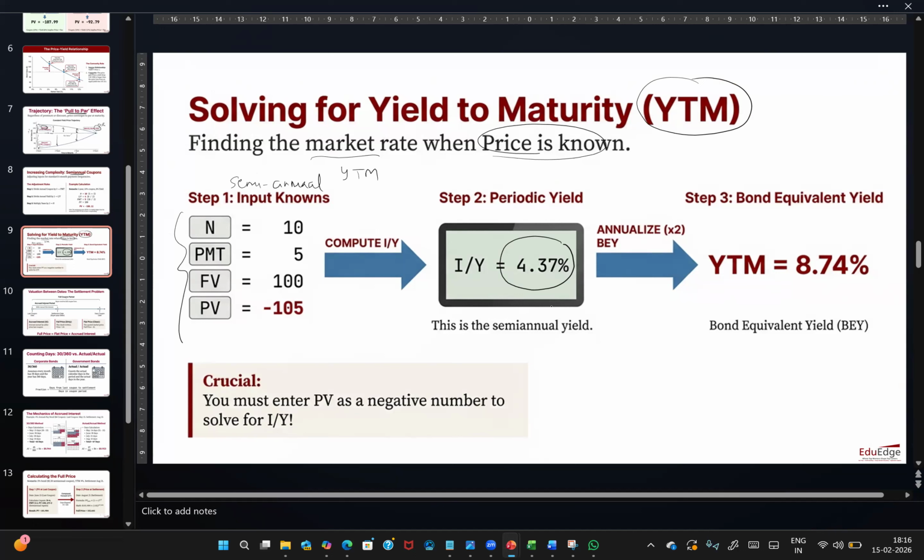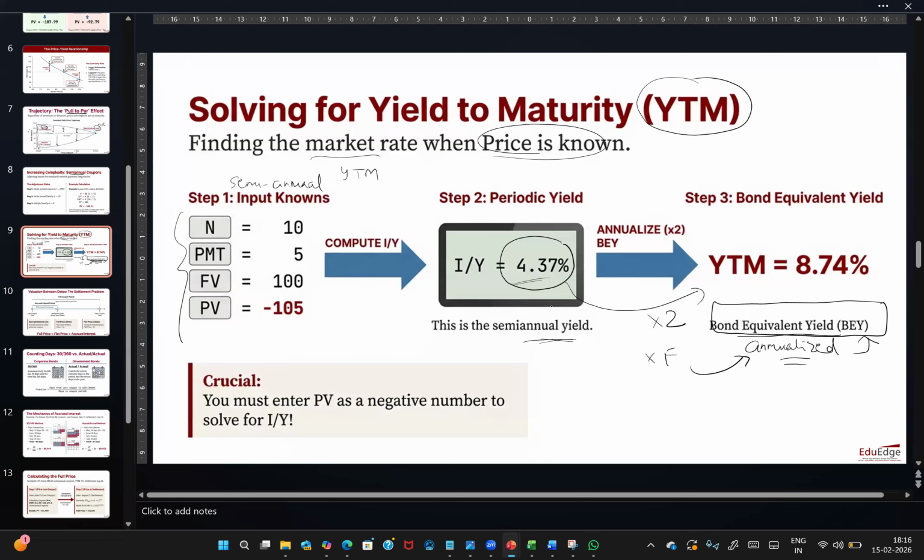Please note, it's a continuation of the previous problem, which means we were assuming semi-annual compounding. So whatever yield you get is a semi-annual yield, and you need to multiply that by 2 to get the annualized yield. Annualized yield is also called, in the bond world, bond equivalent yield, BEY. So whatever yield you get from your calculator or from your Excel, you would need to multiply that by frequency to get the annualized yield, which is called bond equivalent yield. So whenever you get a problem on BEY, it means it's a bond equivalent yield.